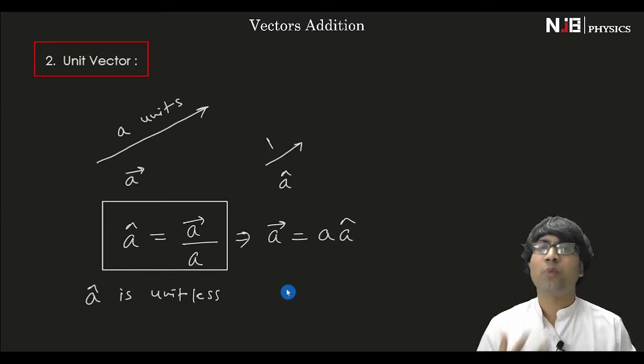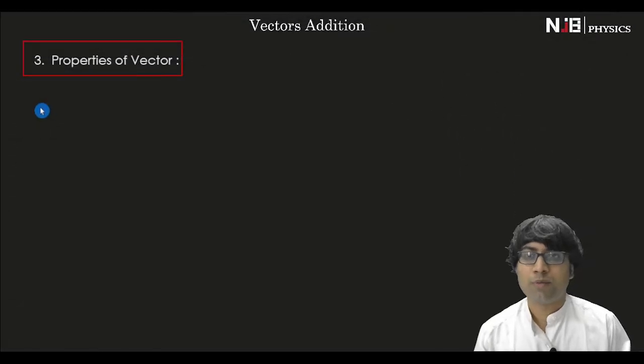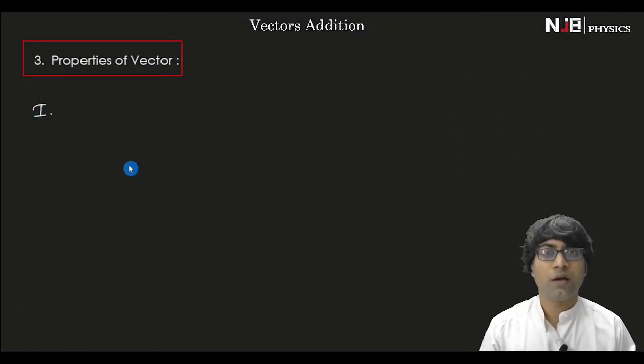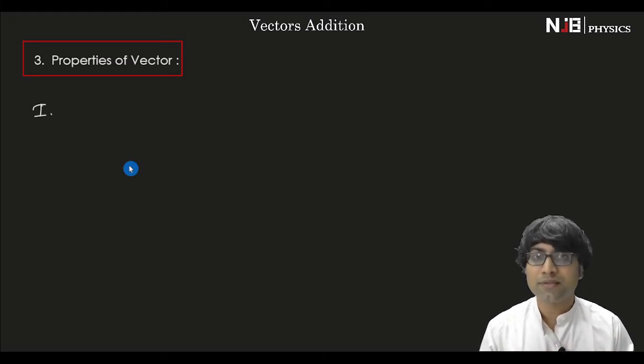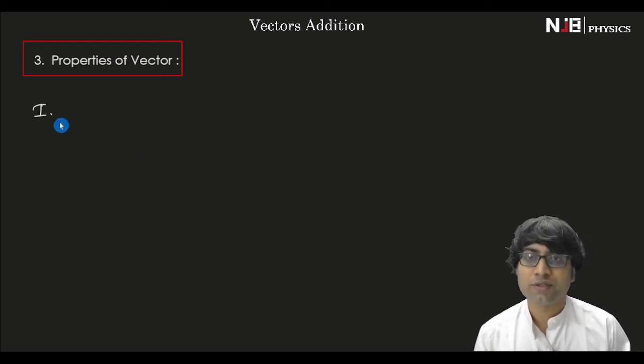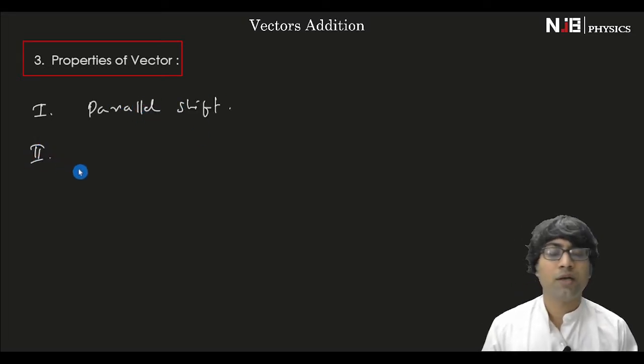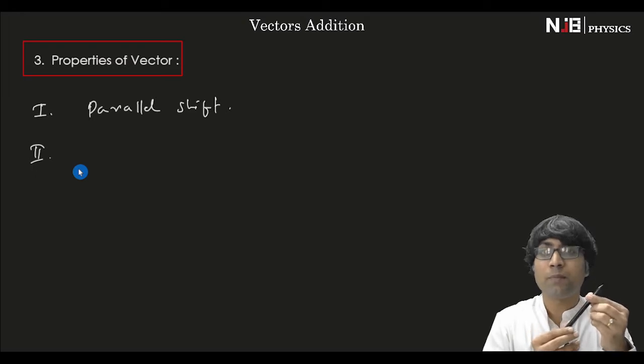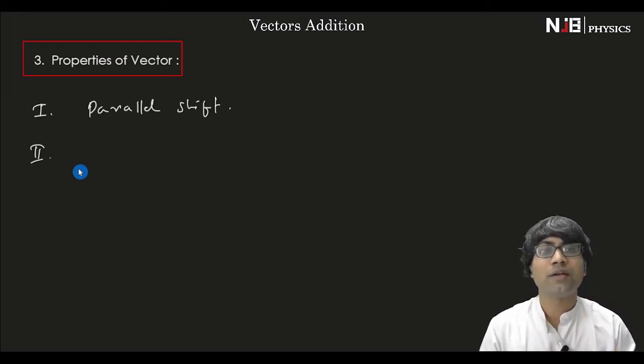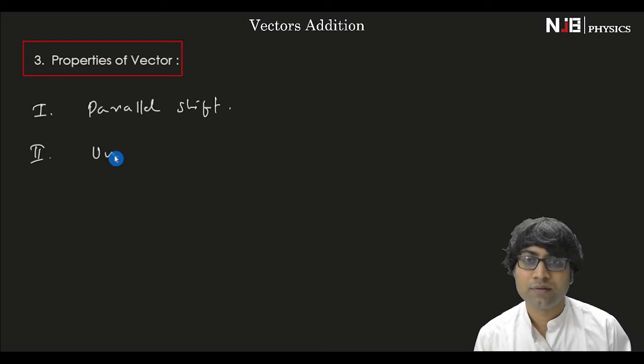Let's now talk about properties of vectors. Let's talk about the first property of the vector. Well, a vector does not change by shifting parallel to itself anywhere in the space. That means it does possess the property of a parallel shift. So the first property would be that it possesses the property of a parallel shift. Let's talk about the second property of the vector. Well, if there is a vector and if you rotate it by 360 degrees, then the vector does not change. So we can say that it is unaffected by one complete rotation.